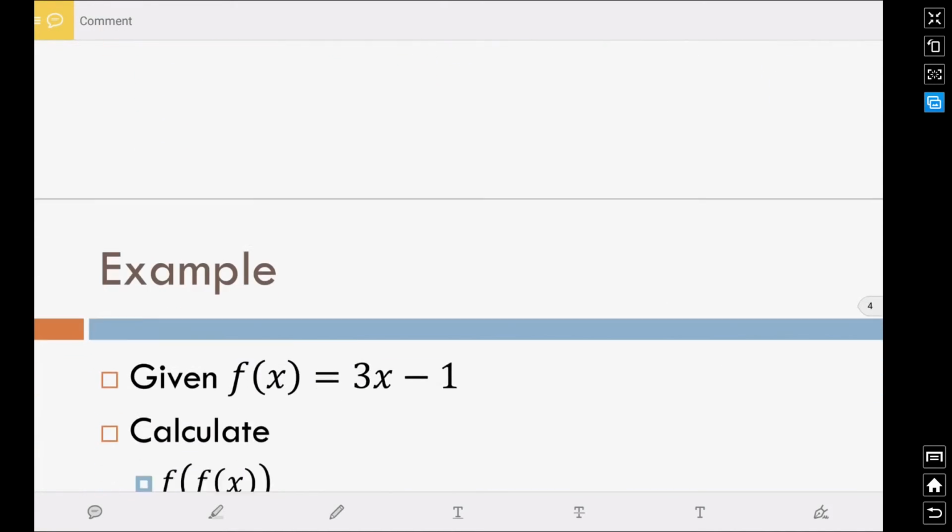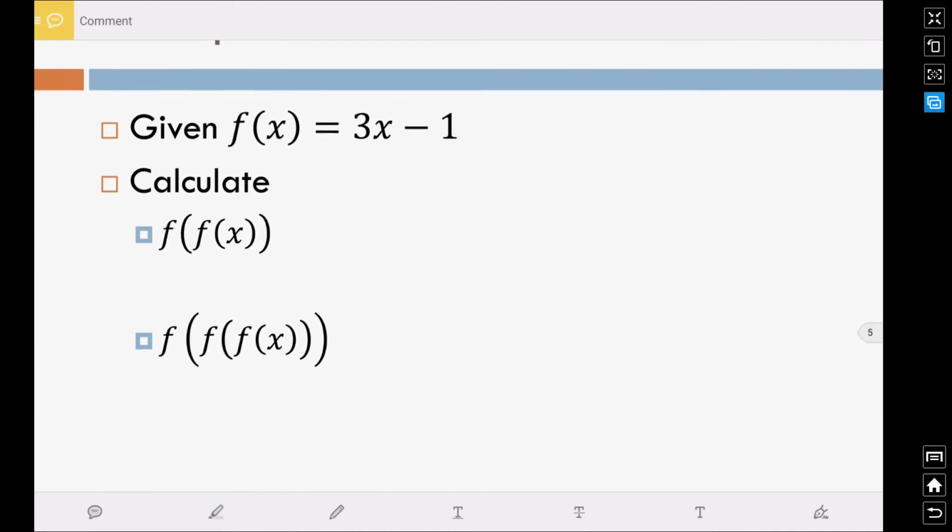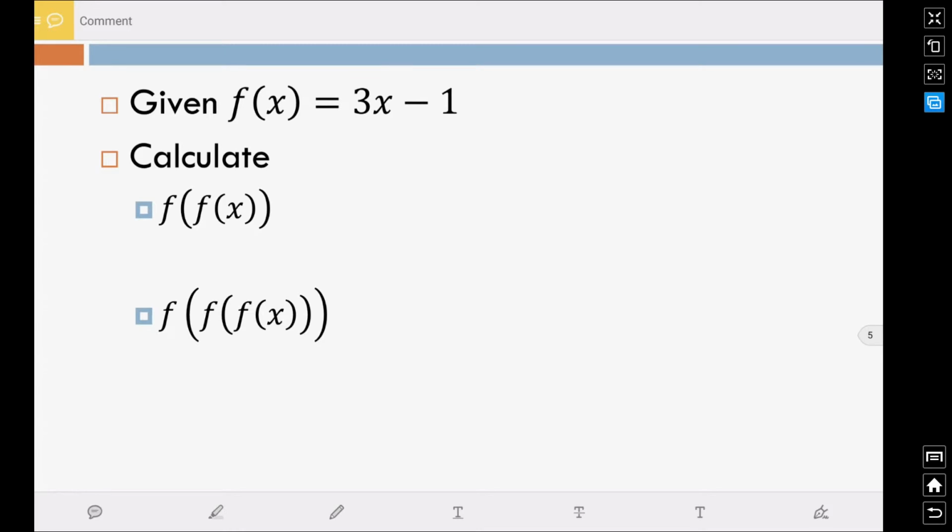So here we go. Given the following, f of x equals 3x minus 1, calculate what is f of x, and then what is f of f of x. Alright, let's start with the first one here. Oh, wait. This one's slightly different because we don't know what x is equal to. What are we going to do? This just really isn't all that difficult.